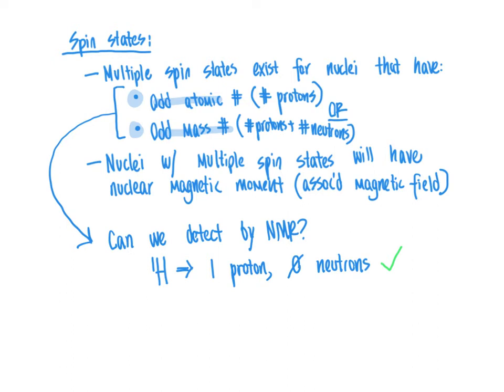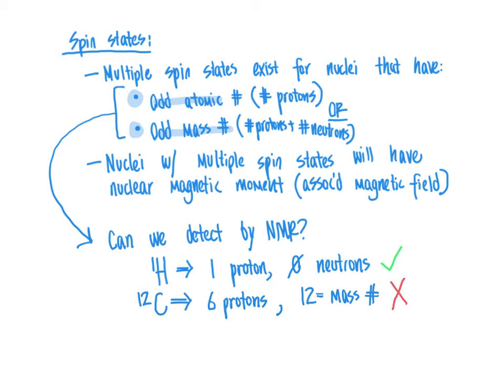And so I'm going to put a check mark next to that to indicate that yes, we can detect that by NMR. So what about instead, the most common isotope of carbon, carbon-12. That would be another useful atom to be able to detect by NMR. So can we detect that? In the case of carbon-12, it has 6 protons. If we look at the periodic table, its atomic number is 6. And since the mass number is 12, that means it has 6 neutrons. So can we detect carbon-12 by NMR? The answer to that question is absolutely not. So I'm going to put a red X next to that.